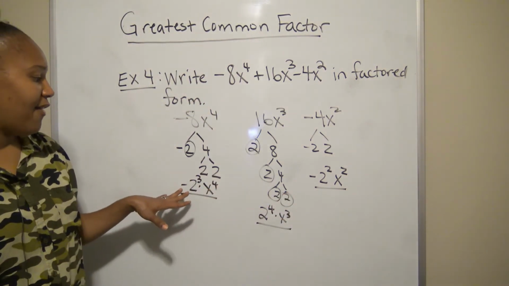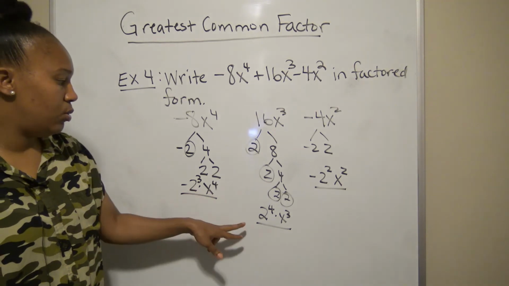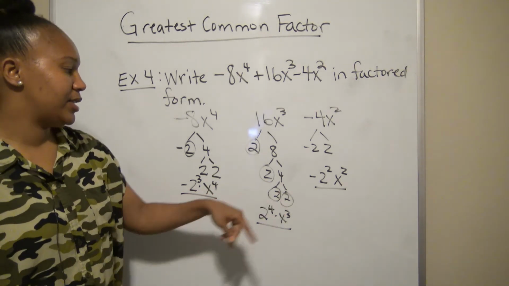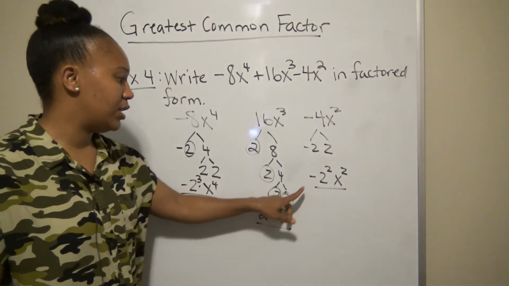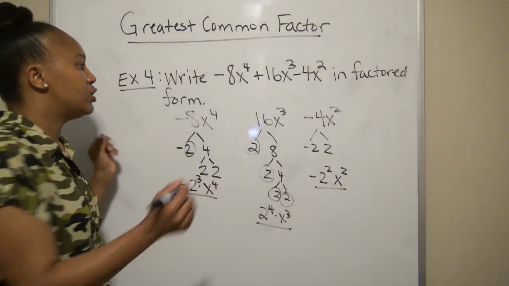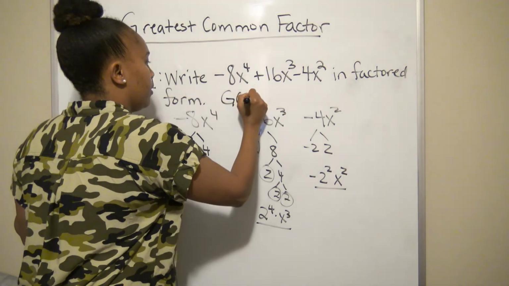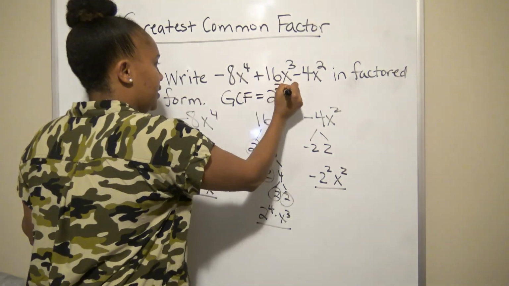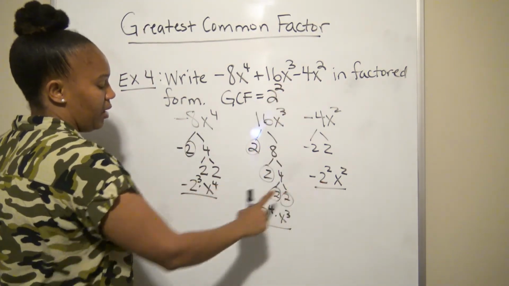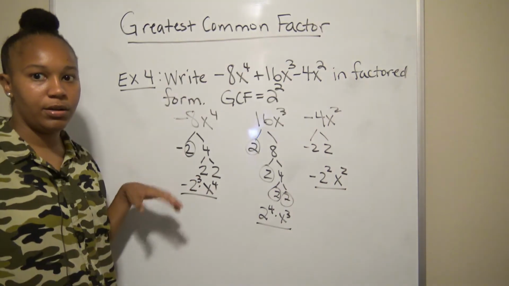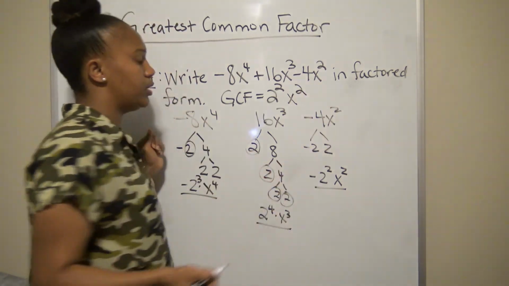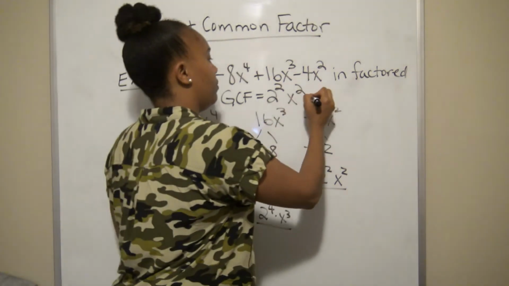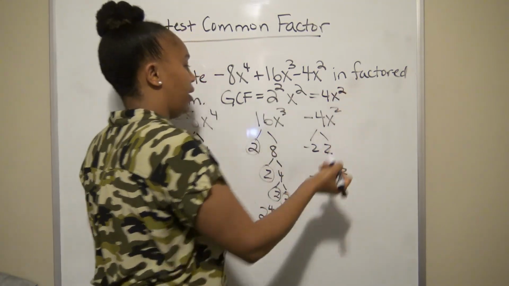What do they all have in common? They all have a 2 in common. They all have an x in common. Well, how many 2's do they have in common? You want to look for the smallest exponent, which is 2. So your GCF would be 2 to the 2nd, and then they all have an x in common. Take the smallest exponent on the x, which is x squared. So your GCF would be 4x squared.